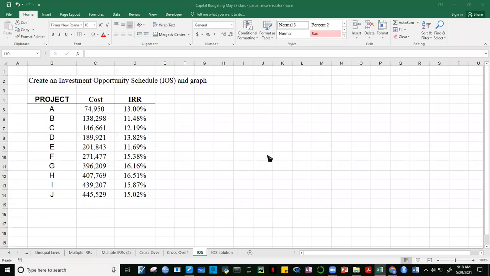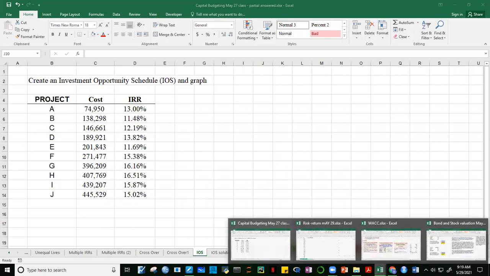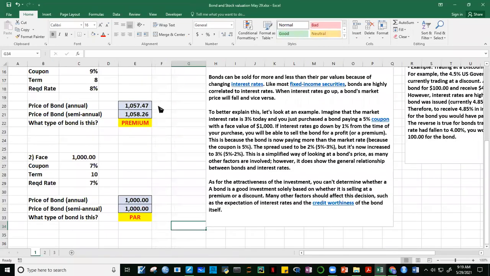Okay, so today we're going to discuss the topics we haven't finished. First, we're going to finish the capital budgeting topic. This is the last worksheet in the capital budgeting Excel spreadsheet. We haven't completed the investment opportunity schedule. And then we will go to the bond and stock valuation.